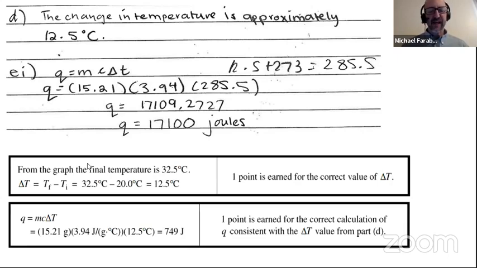But in this case, the change in temperature, if you were to do it in Kelvin, would be adding 273 to the initial temperature and the final temperature. So you would have 305.5 minus 293, and you would still get a difference of 12.5. So it's their delta T that messed up their math. They were supposed to get 749 joules, and they got over 17,000 joules. Okay, so my message to you is to pay attention to units and be careful.